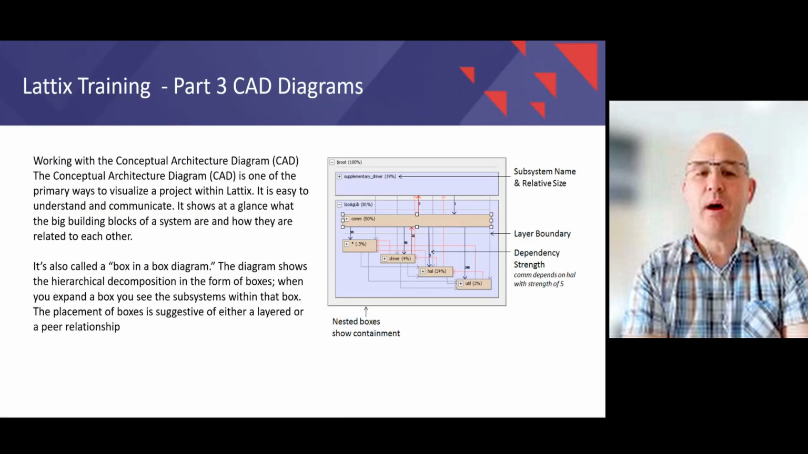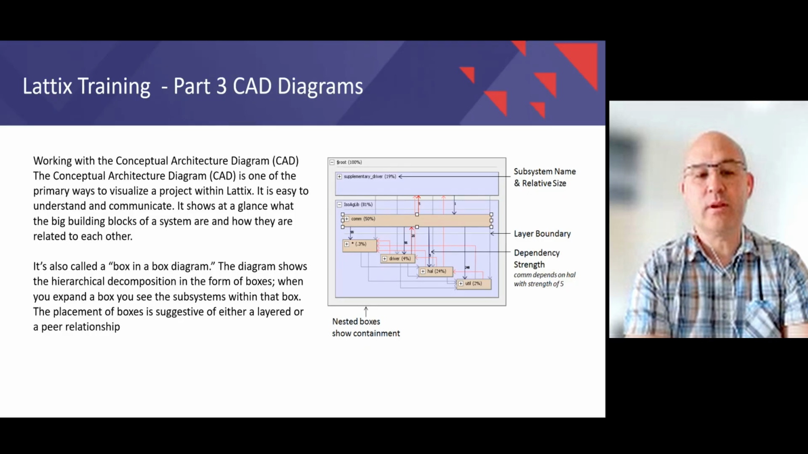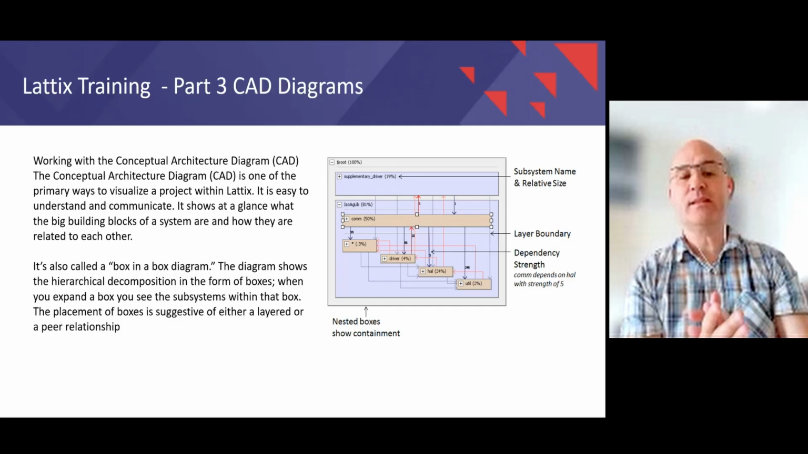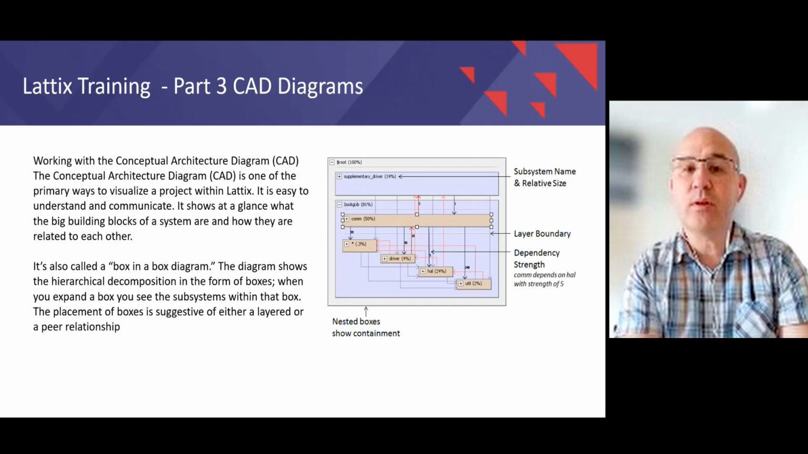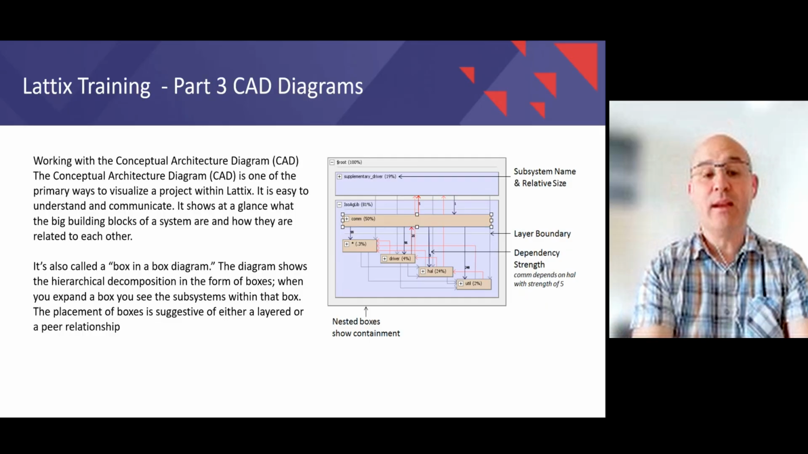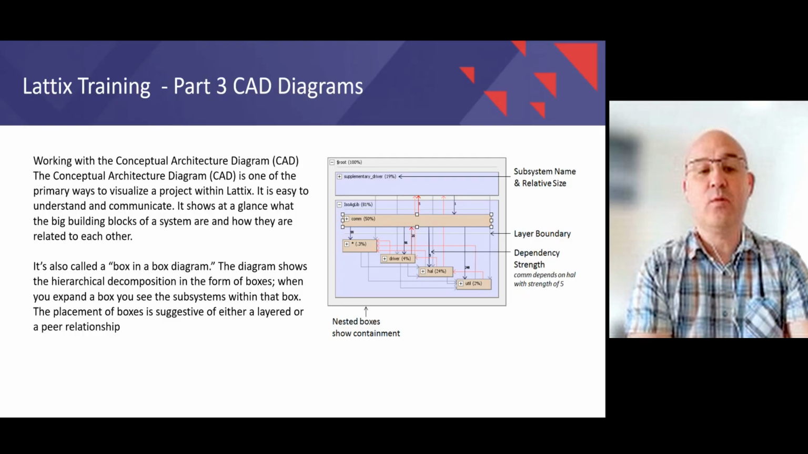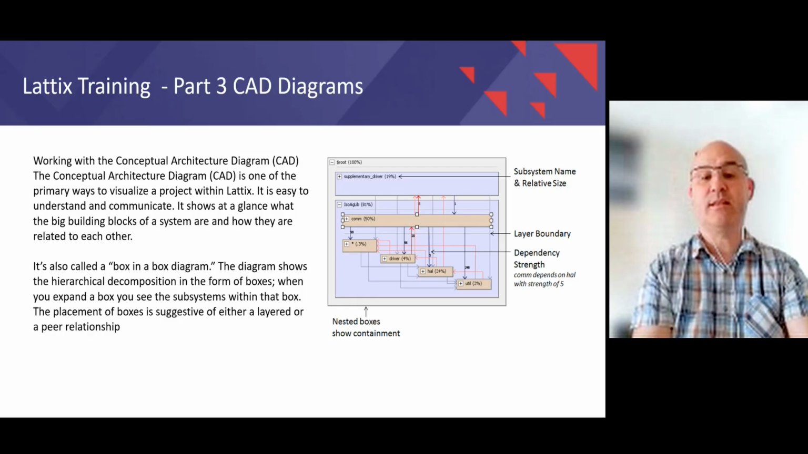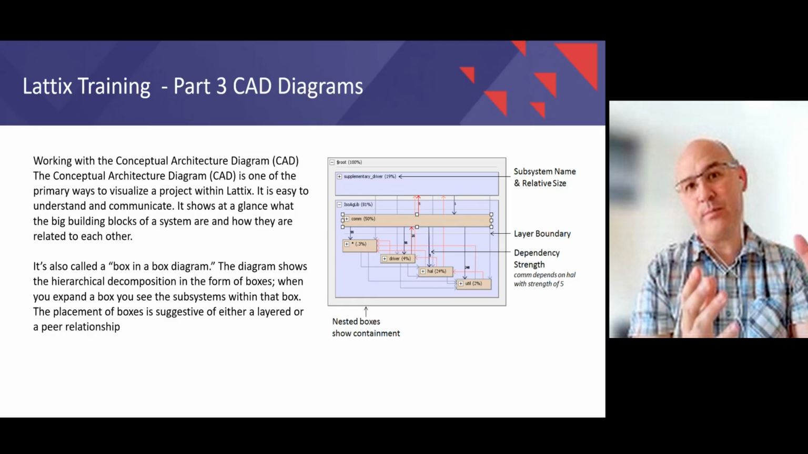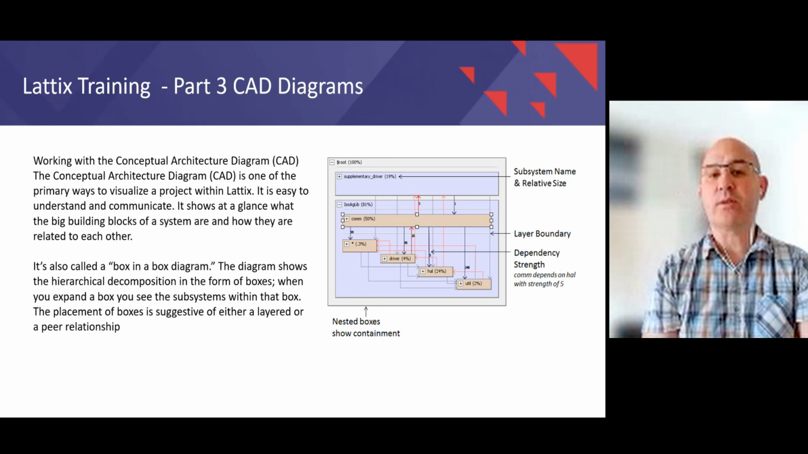Today, we're going to cover part three, and this focuses on conceptual architecture diagrams, or CAD diagrams for short. What we're going to learn is that the CAD diagram is one of the primary ways to visualize a project within Lattix. It's easy to understand and to communicate architectural intent with a CAD diagram. It shows at a glance what the big building blocks of a system are and how parts of the system relate to one another. It's also called a box in a box diagram.